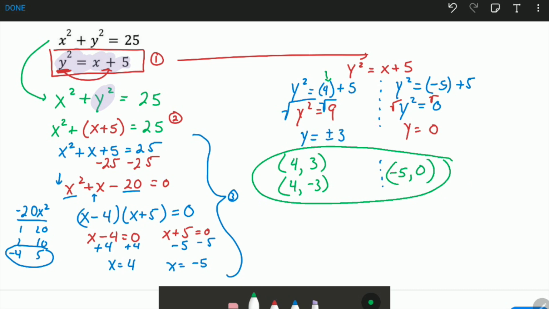Now in this video, this one happens to not be a quadratic and linear. This is a quadratic and the graph of a circle. So the graph probably looks something like this, where you have it hitting in 3 spots. So, yeah, that's why we have 3 solutions, because the two graphs connect in 3 spots. And that's it.